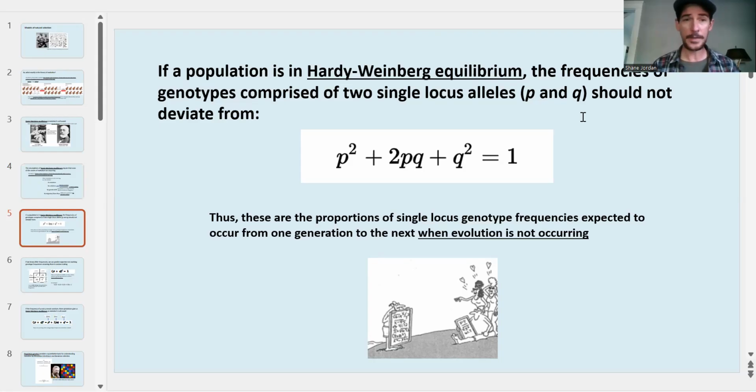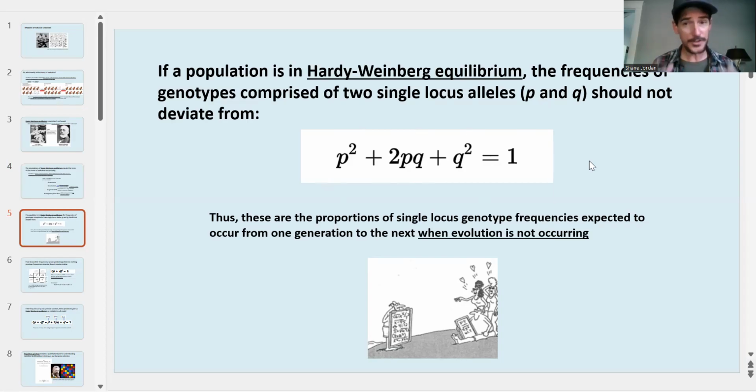And so what we're basically saying is that if a population is in Hardy-Weinberg equilibrium, the frequencies of these two alleles, and really the frequency of the two genotypes, should not deviate from this particular relationship, which is to say that p squared plus 2pq plus q squared always shall equal 1 if a population is not evolving.